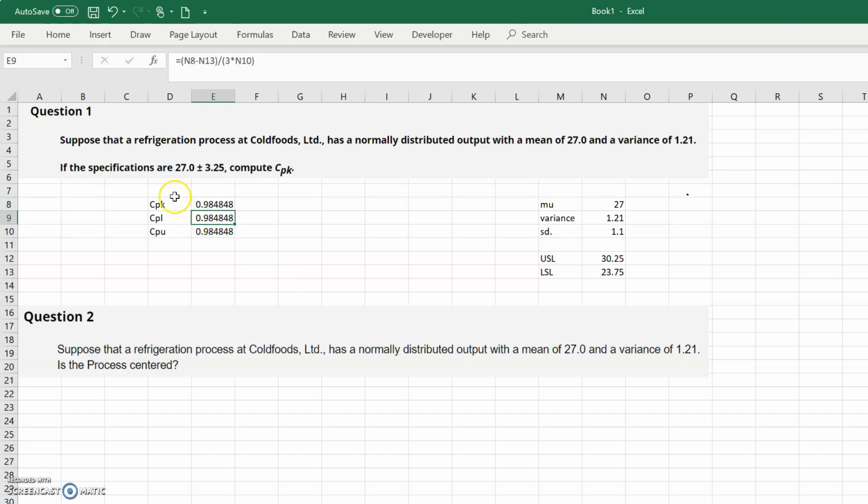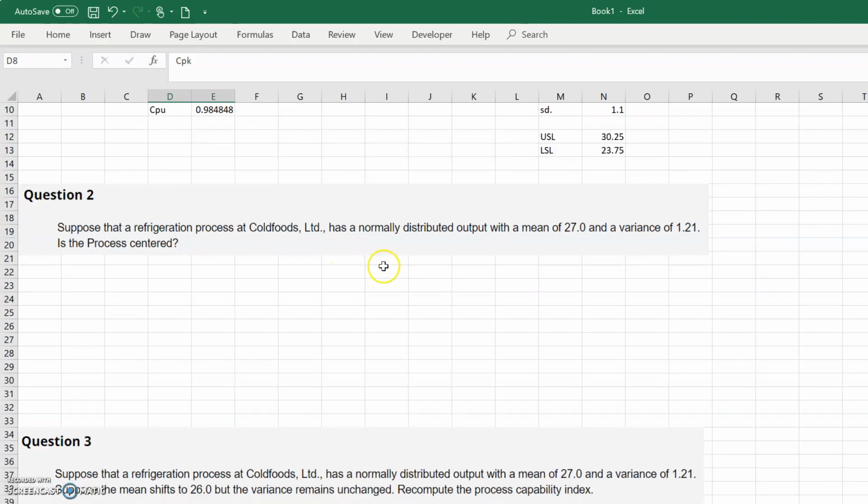So this gives you the process capability. It looks like this process is not capable of meeting the specification requirement without generating a lot of defects. Meaning that this is not a capable process.